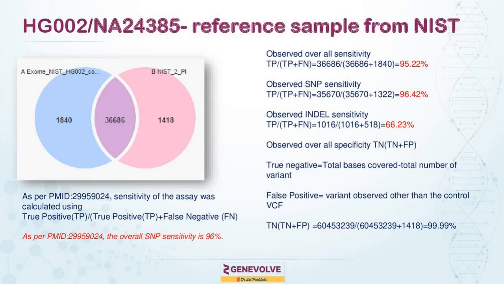The observed indel sensitivity was around 66% for this system, which is good, because indels, when you're looking through NGS, you tend to miss out. But for this system, it was around 66 odd percent. And for that, the technologies of choice are things like MLPA or a chromosomal microarray.